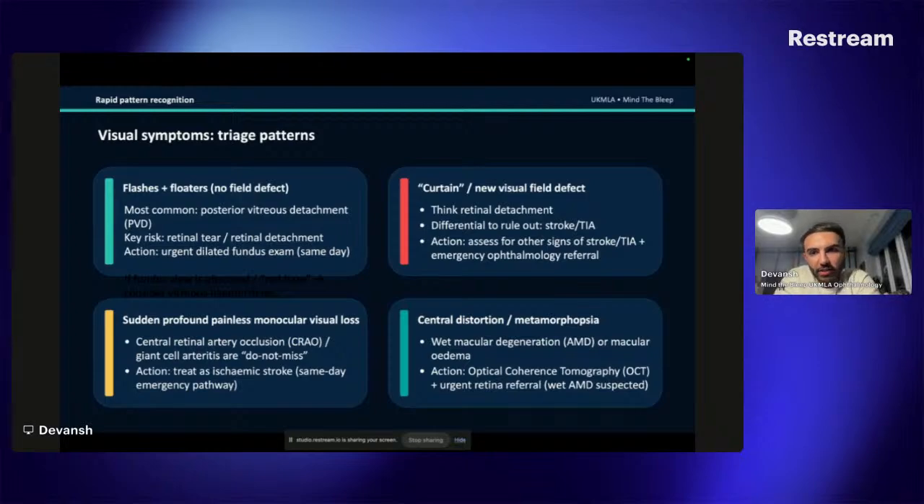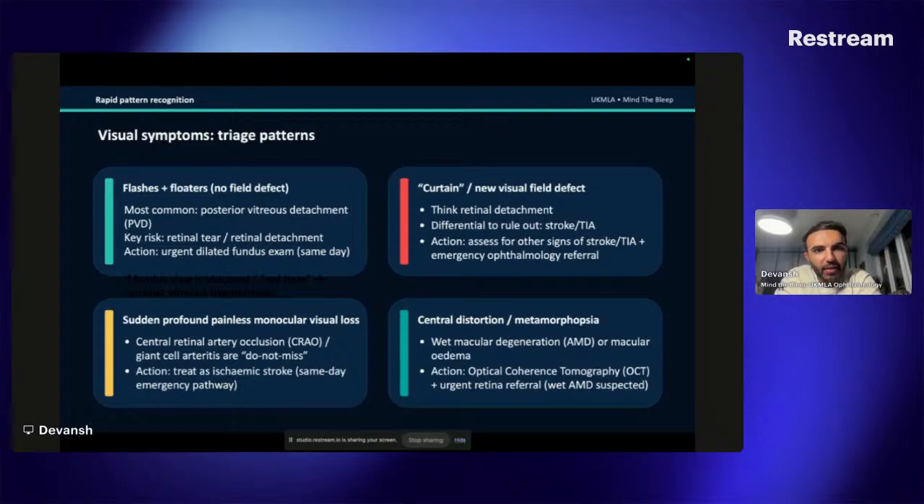So if a patient has flashes and floaters with no visual field defect, you're automatically leaning more towards PVD with a risk factor of retinal detachment as well. If a patient has this curtain descending over their vision, or they have a new visual field defect, in that context, we're thinking of retinal detachment. We also want to think about ruling out stroke, TIA as well. If we have sudden profound monocular visual loss that happens all of a sudden, we're thinking about CRAO. And in that context, we also want to consider GCA if a patient has those risk factors.